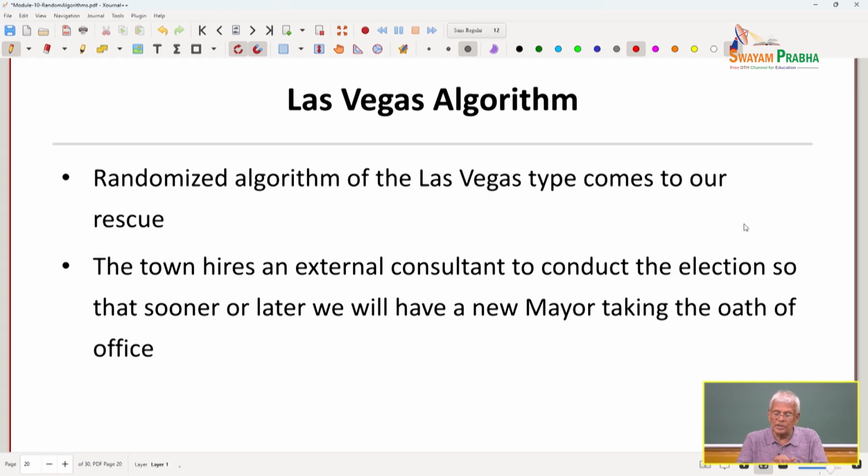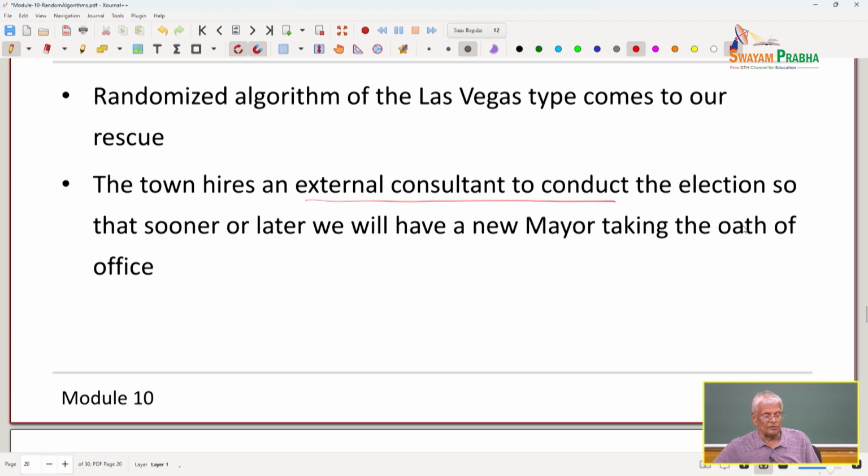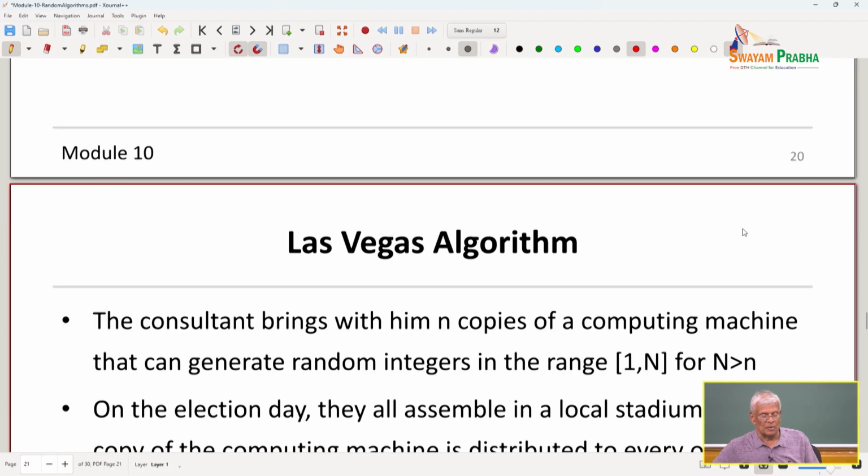The town hires an external consultant to conduct the election because no one believes anybody else in the city. They think that if anyone conducts the election, they will screw it up favoring themselves. So they agree to hire a consultant outside of the township and want him to conduct an election so that sooner or later a mayor can take the oath of office and try to run the city or the township.